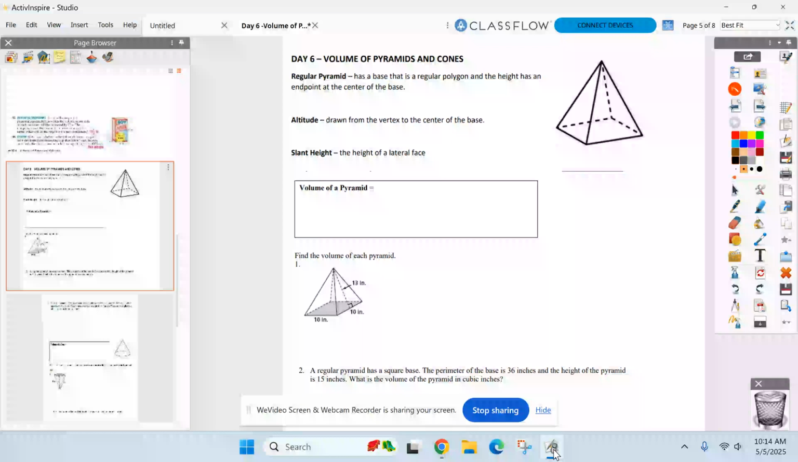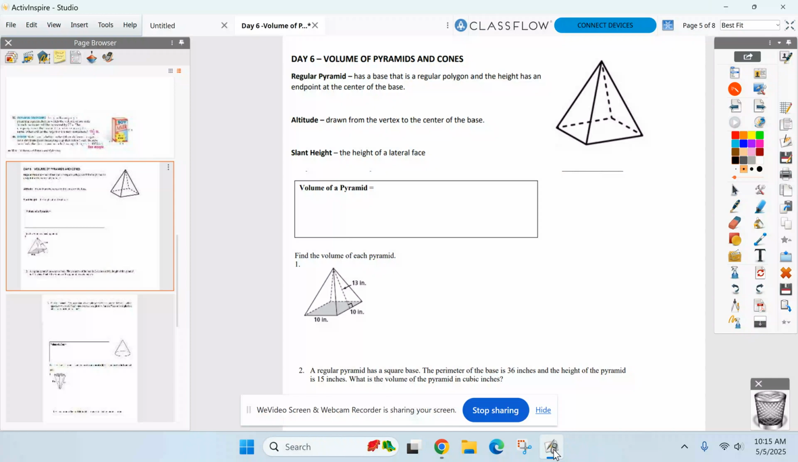Much different than our prisms and our cylinders. Here's why. Prisms and cylinders, we always had two bases that were congruent and parallel to each other. Pyramids, one base. That's it. Cone, one base. So if you want to know a big difference between what we're doing today and what we did on Friday, that's one big difference: there's two different bases in a prism and a cylinder, but just one base in a pyramid.